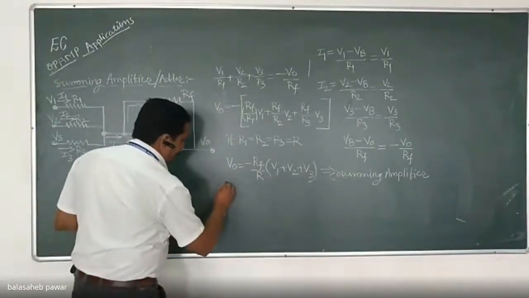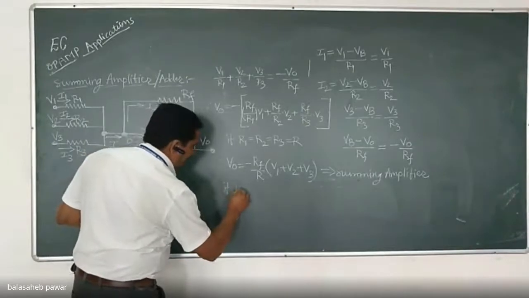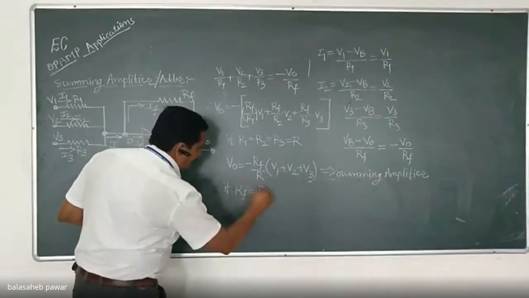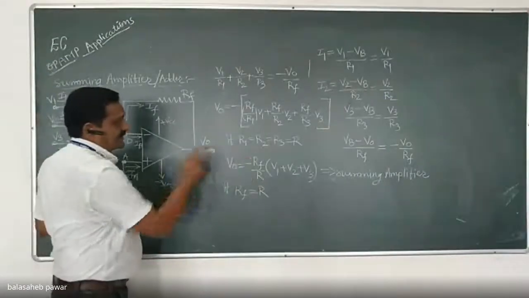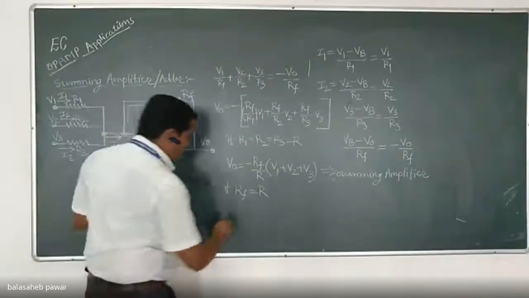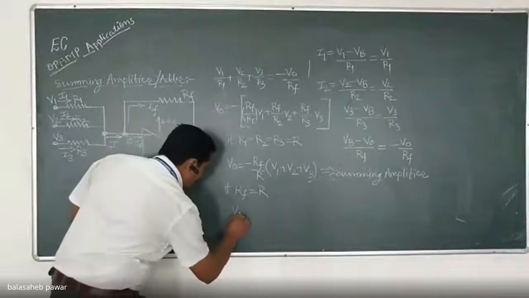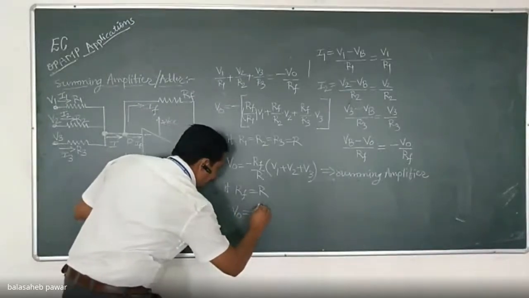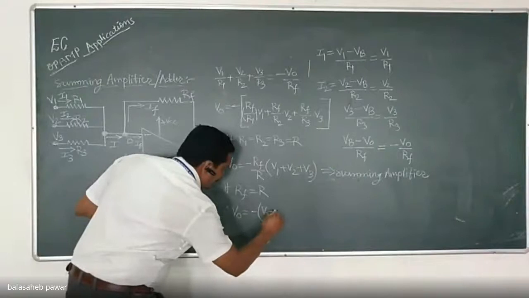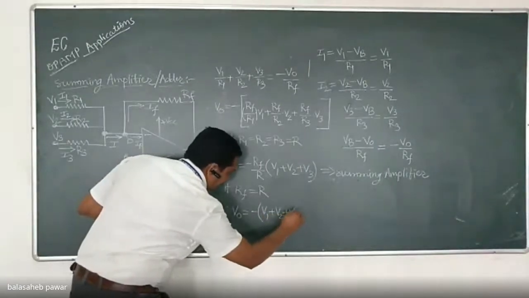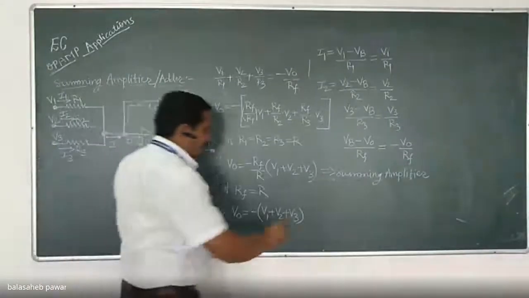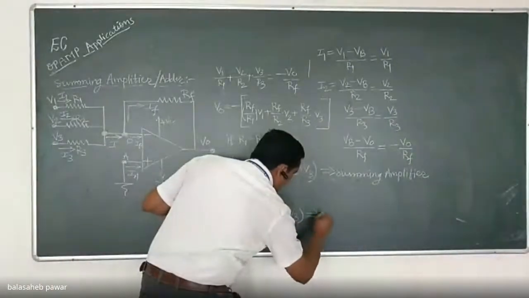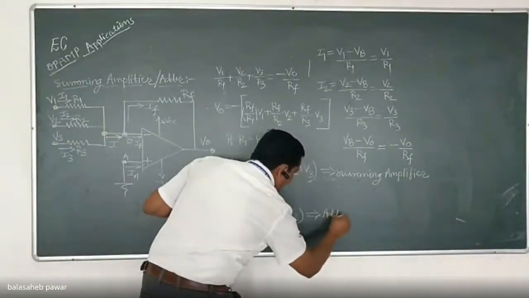Now, next step is that feedback resistor RF is equal to R. If these two resistors are of the same value, then what will be the output voltage? Therefore, VO will be equal to minus simply V1 plus V2 plus V3. Right? And this is nothing but an adder. You have to call it now an adder circuit.